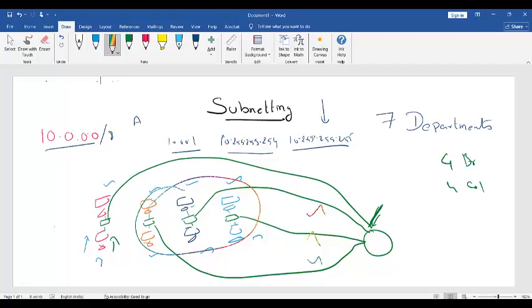Fifthly, there is security. Because it is going through a router, because they are all in different networks, they must go through a router. In the router, we will have an access control list saying who can talk to whom. So you get more security now. See, these are all the benefits of subnetting. Any question?